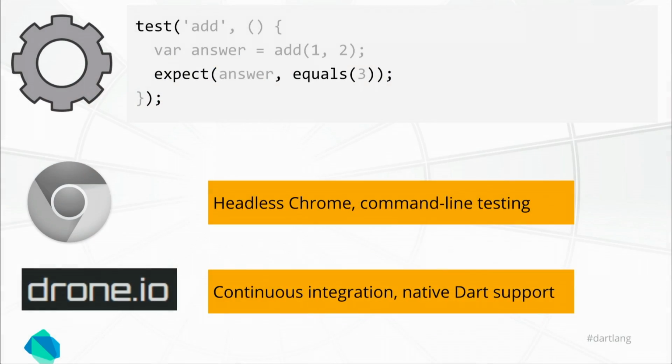OK, what else in tools and ecosystem? Well, we have a nice unit test library that comes out of the box. We also have a mock library that comes out of the box. Here's a quick code sample at the top for our unit test. Looks familiar. I think a lot of other unit test frameworks you might have seen before.